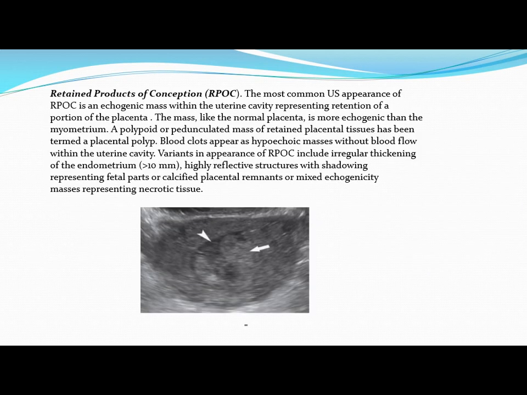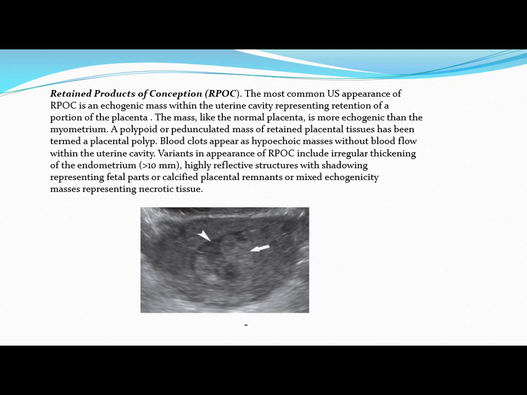Retained products of conception. The most common ultrasound appearance of retained products of conception is an echogenic mass within the uterine cavity, representing retention of a portion of placenta. The mass, like the normal placenta, is more echogenic than the myometrium. A polypoid or pedunculated mass of retained placental tissue has been termed a placental polyp. Blood clots appear as hypoechoic masses without blood flow within the uterine cavity.